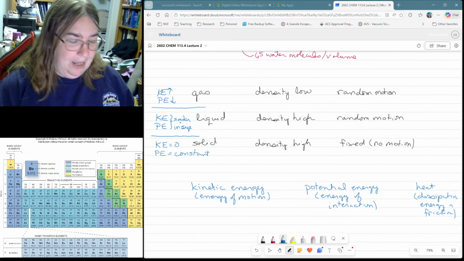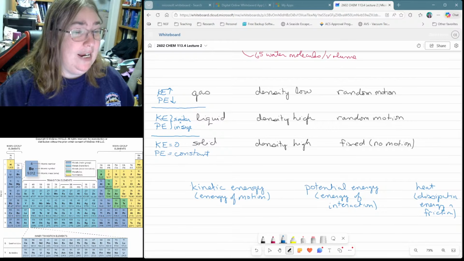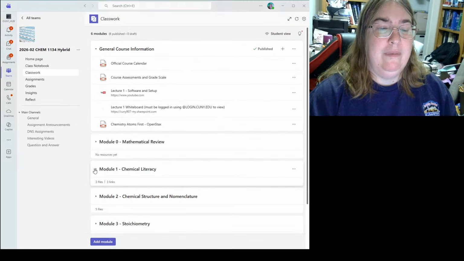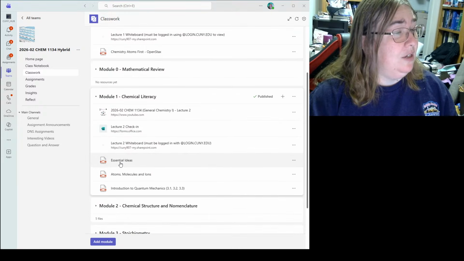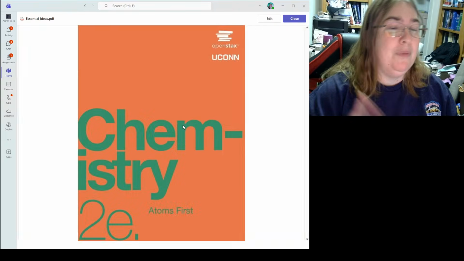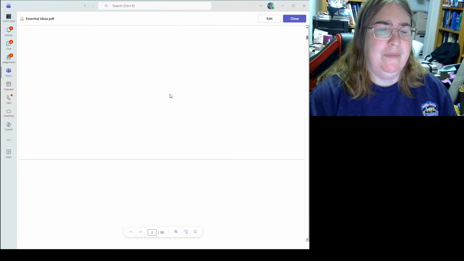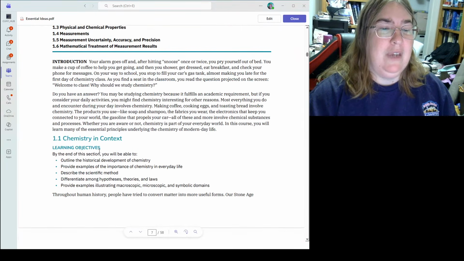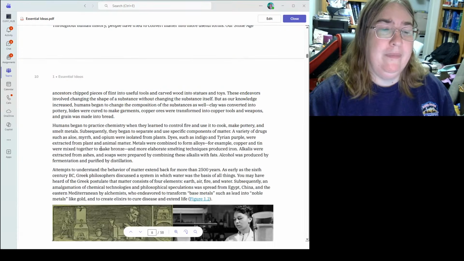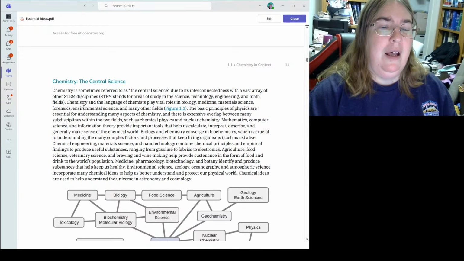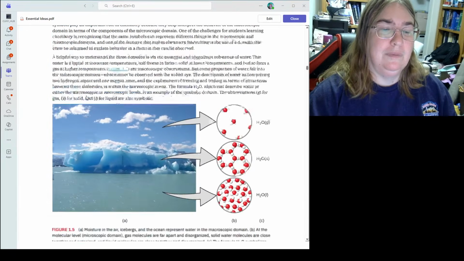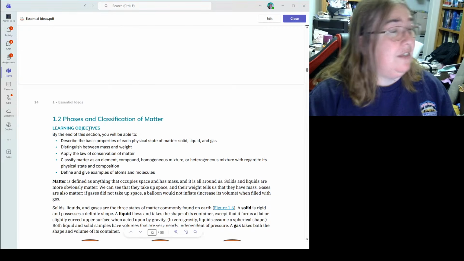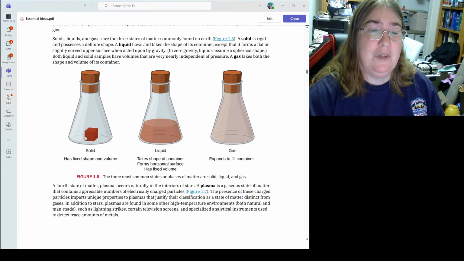Okay, we're at a good stopping place. Next lecture, in terms of reading, what you should read, let me show you where we're at. So, we are in chemical literacy. We are in Essential Ideas. Now I'm using a different book, but this book relatively follows. So we just covered Chemistry in Context, section 1.1. Phases and classification of matter. That's what we've been talking about. So solid, liquid, gas.